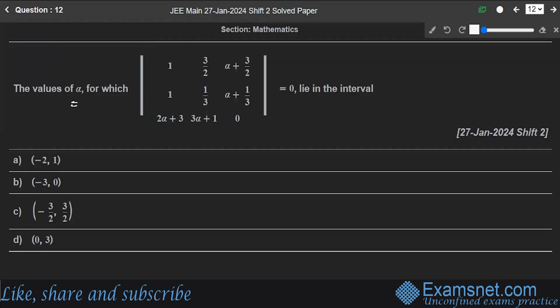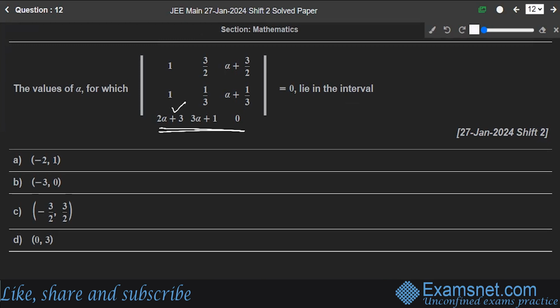Next is question number 12. The values of alpha for which this determinant is equal to 0 lie in the interval. Pretty easy question for you. All right, let's go. So this is a jackpot. I'm having a 0 over here, so I'll ignore this. Basically, this was an easy calculation, no issues. I'll be expanding through the third row.